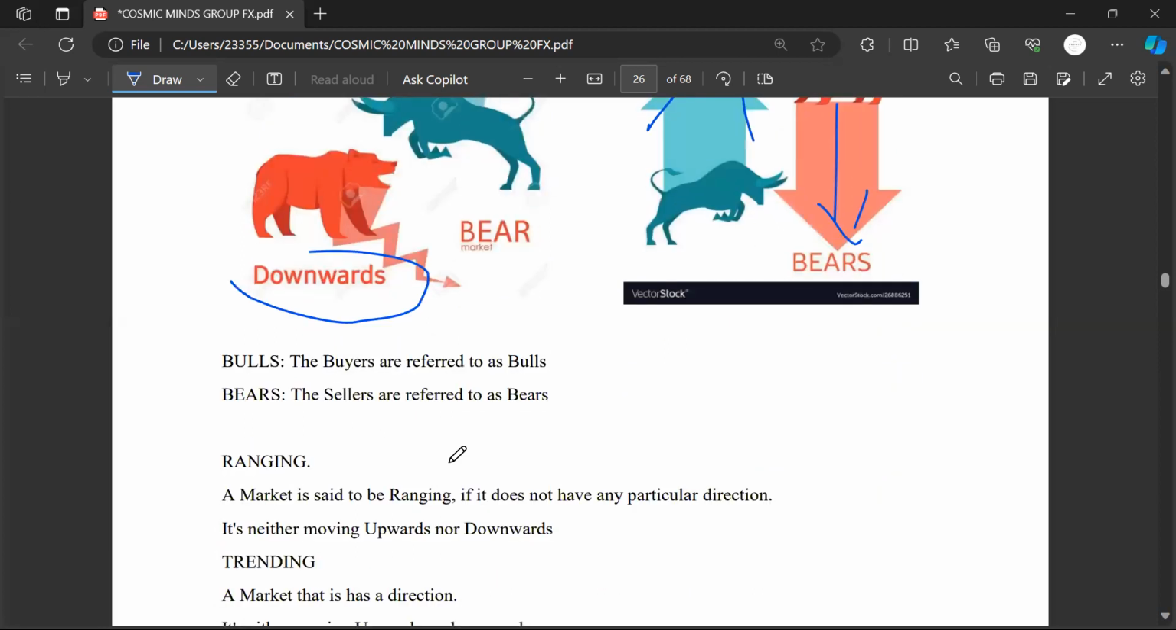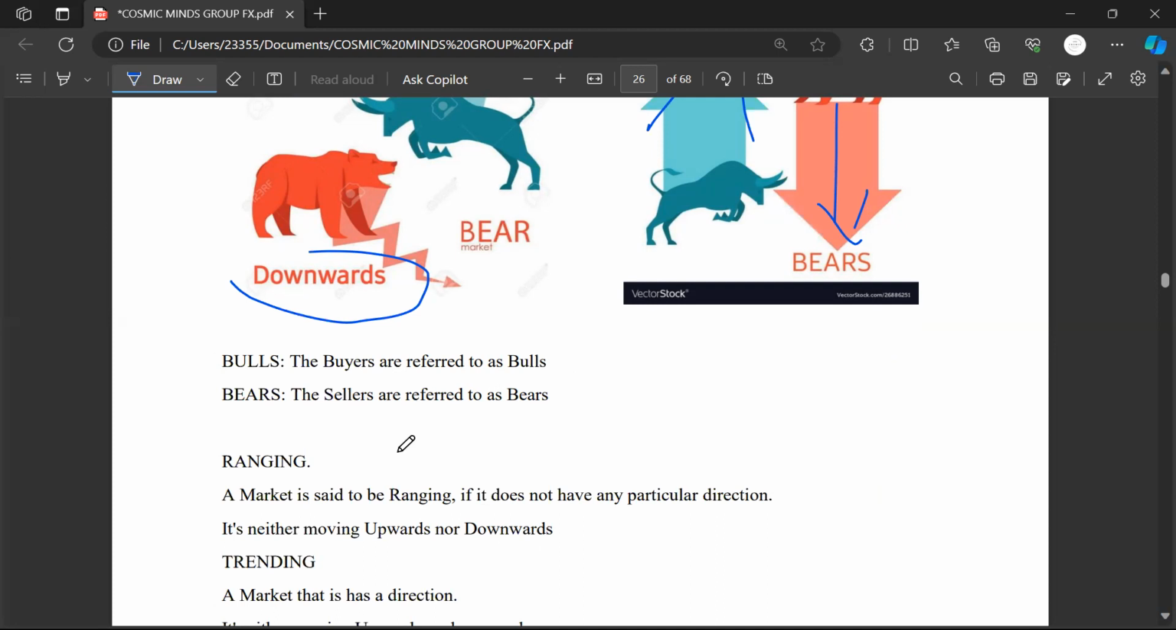Now what do bulls do? Bulls are actually buyers, right? So these buyers are called what? Bulls. So in the market, bulls are called the buyers, right? Because we want the market to be bullish. The bulls are buyers and the bears are sellers, right? It's as simple as that.